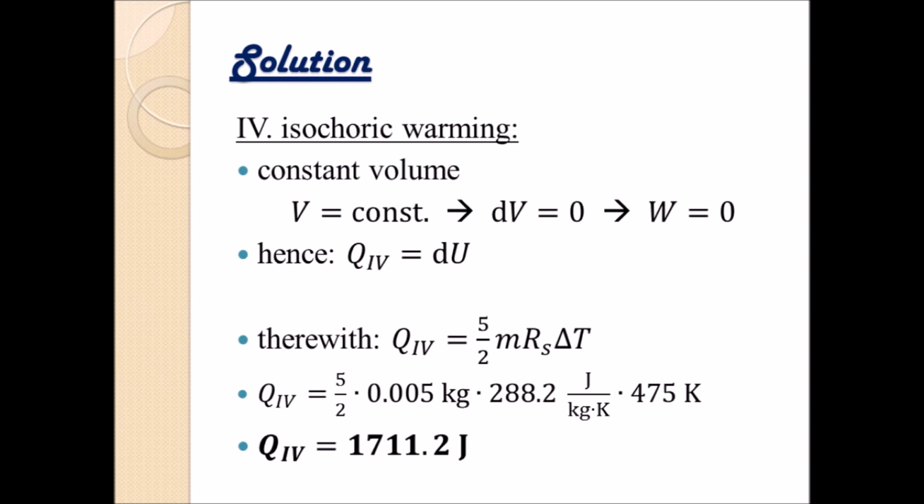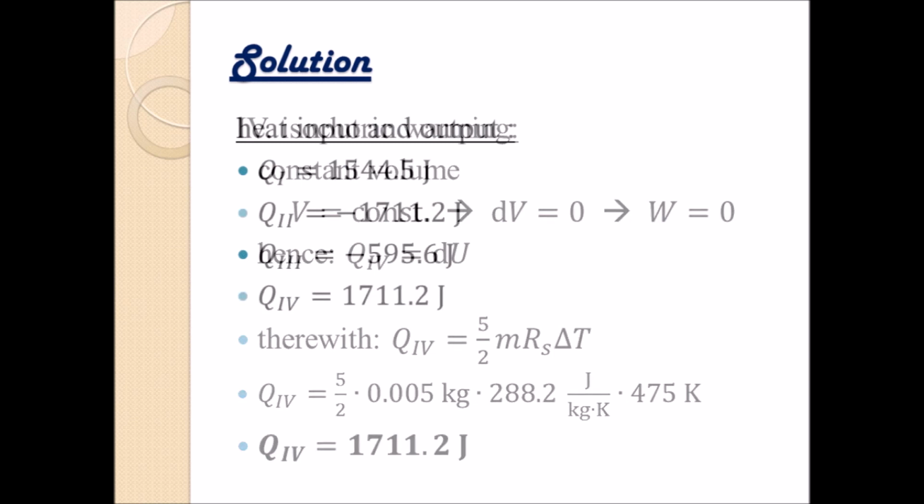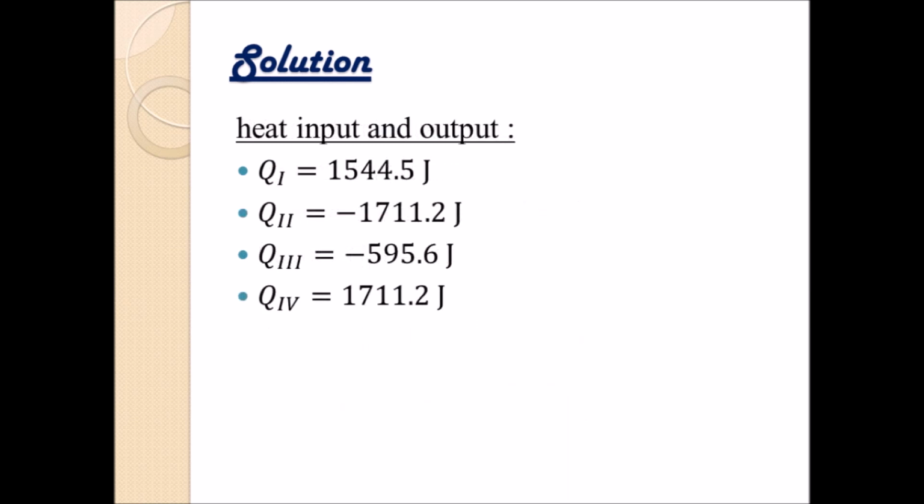Are we done? No. Actually, we were not looking for the separate values. We were looking for the total heat input and output. So let's put all of them together. You can see here the 4 different values for Q for the 4 different regimes. And yes, the positive signs are inputs, the negative signs are outputs. And what you can see actually is quite interesting, because regarding the isochoric cooling and the isochoric warming, regime 2 and regime 4, you see that it's basically the same value, just the sign has been changing. But we have to take all of it into account, including the signs.